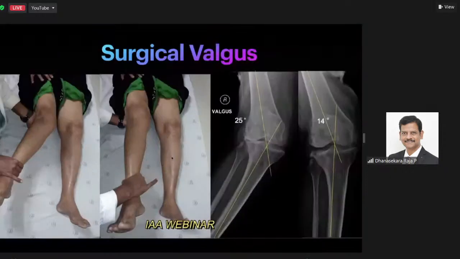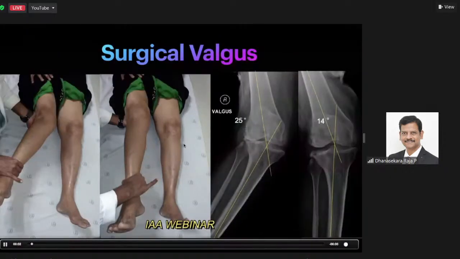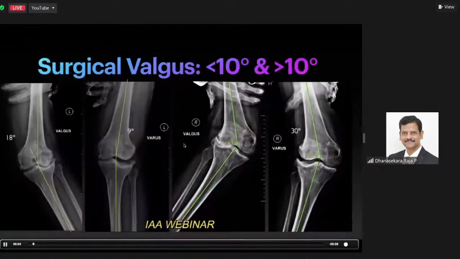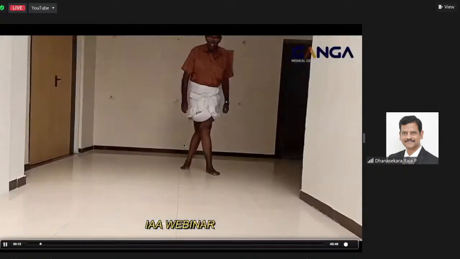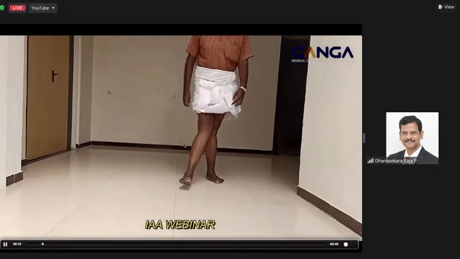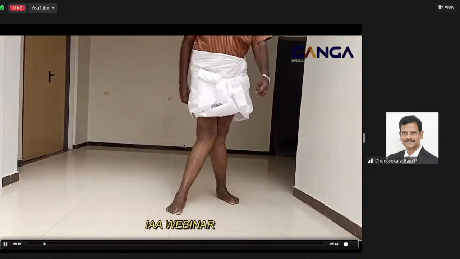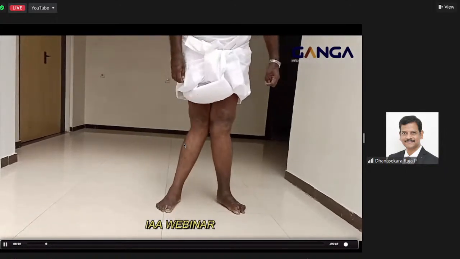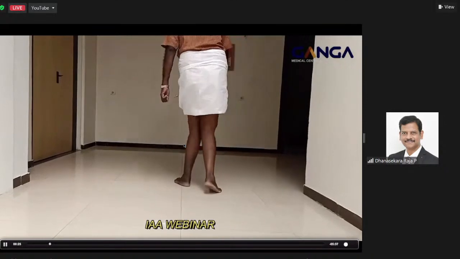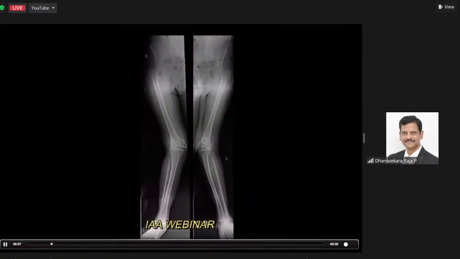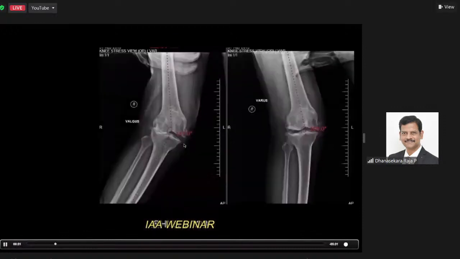So this is a video. So this is one more example. The image on the left shows a fully correctable deformity. The right side is a rigid deformity. So this is one more patient with a severe valgus. The valgus is partially correctable, but the patient has more than 10 degrees of fixed valgus, which needs to be surgically corrected. In such cases, the lateral approach helps you directly address the tightened lateral structures, which are the IT band and the lateral capsule.